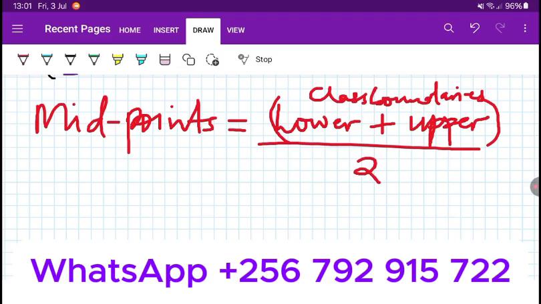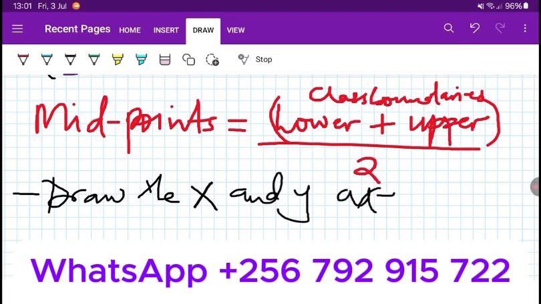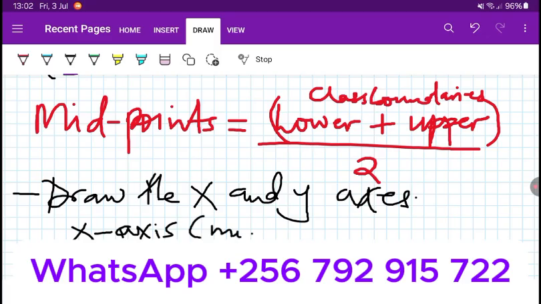Now, the next thing that you do is to draw. Of course, these are the steps that we go through to complete the frequency polygon. Once you have done with that, you draw the x and y axes. When you draw this, you label the x-axis. The x-axis is going to be labeled with the midpoints.